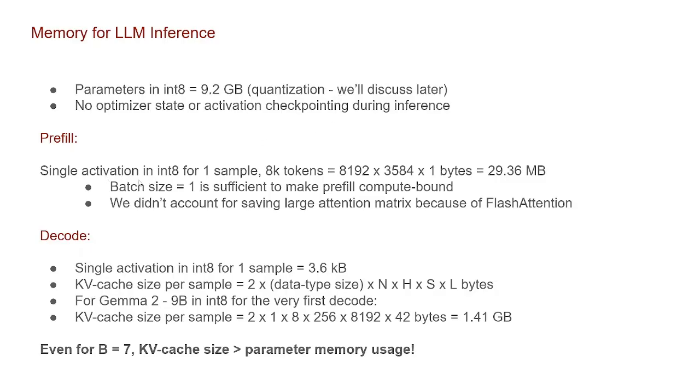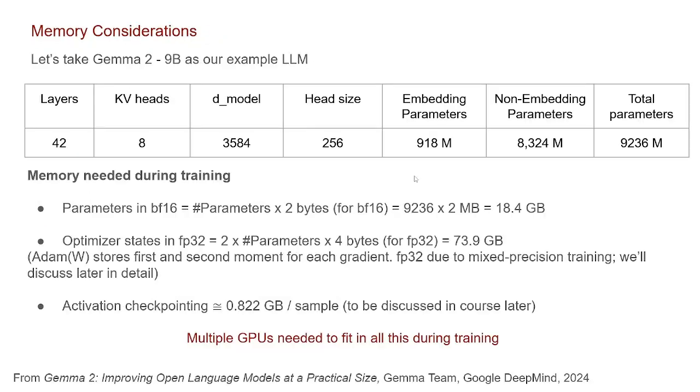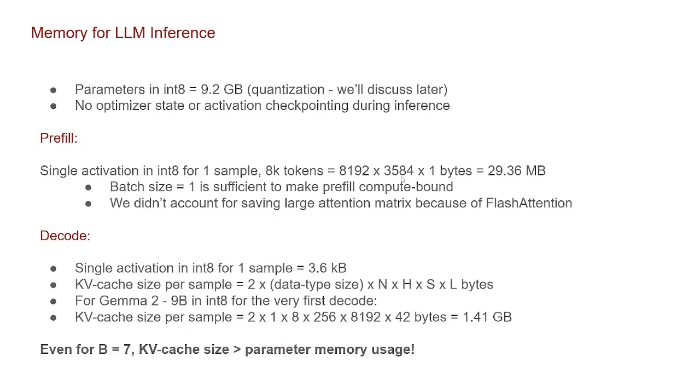So for prefill, let's assume just one sample, and during the forward pass, we need to save some activations as we go along. So assume 8K tokens in the prefill stage, and for every token, the activation is of dimension D model, which is 3584. And because it's saved in int8, we need 30 MB for one sample to store the intermediate activation in the forward pass.